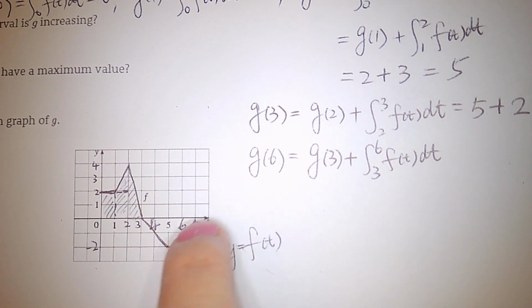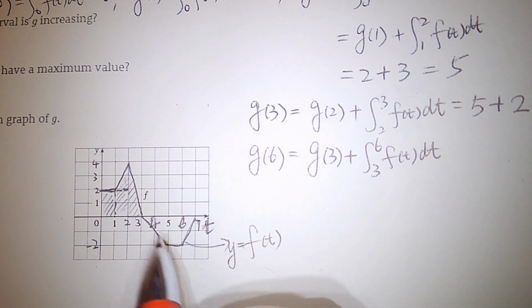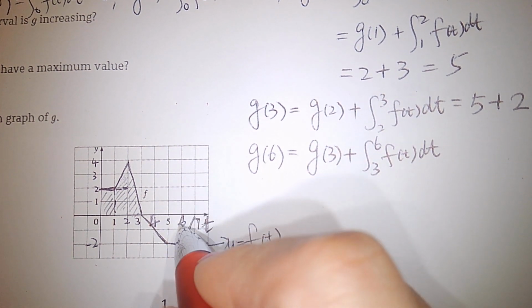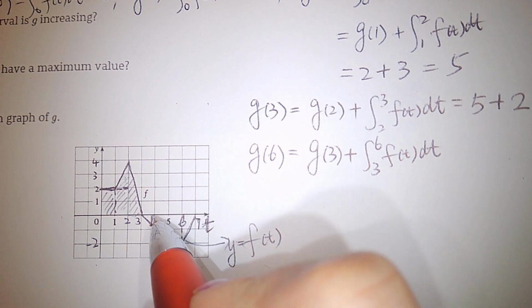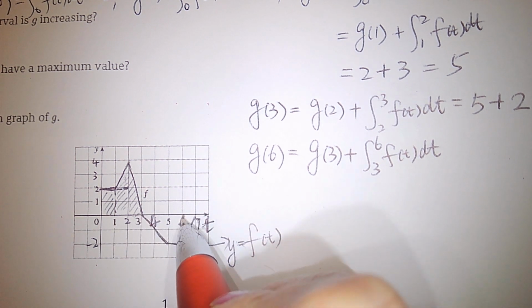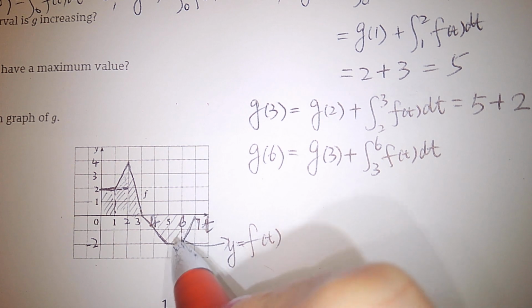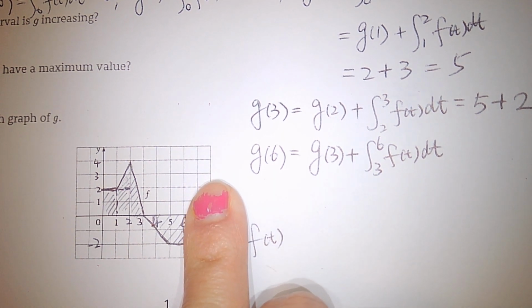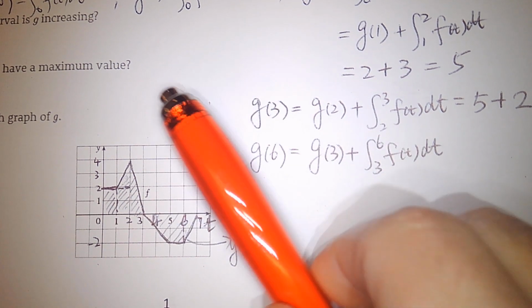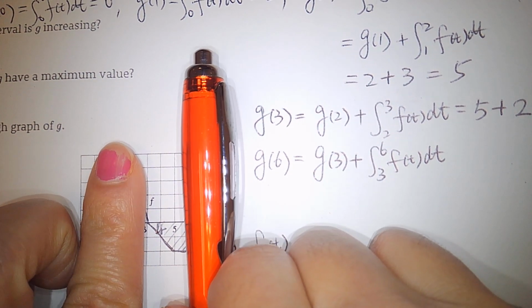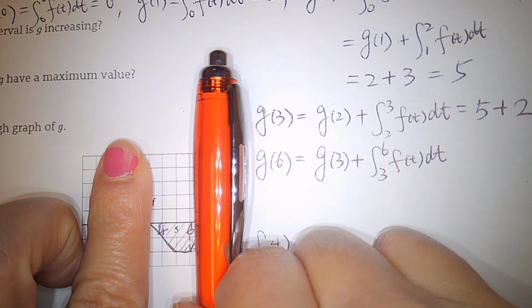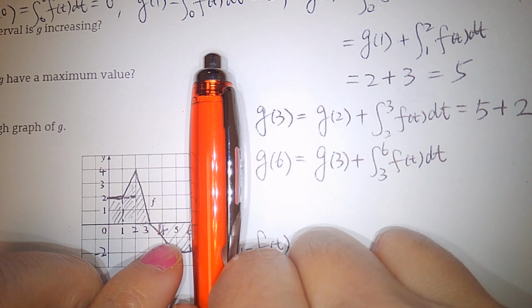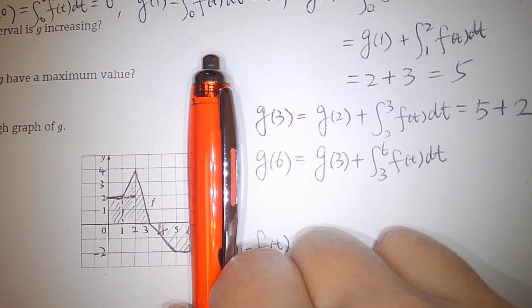Careful here. Let's count. This is 4, 5, and 6. We need the area below the t-axis from when t equals 3 to 6. What is the shape of this region? It's a trapezoid, right? Either we consider this a trapezoid, or we can consider this a triangle plus a rectangle. Guys, do you see that?